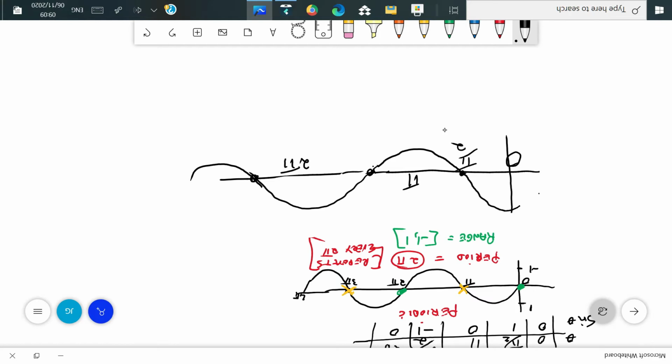This is pi over 2. This is 3 pi over 2. Again, this is the y-axis, obviously. This is the theta axis, not the x-axis, the theta axis. So this is y is equal to the cosine of theta.